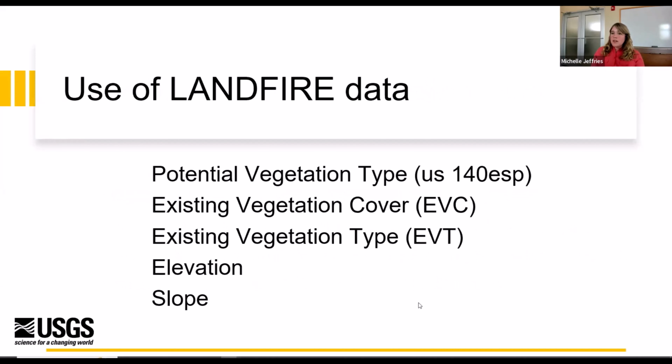And the information from LANDFIRE that we use are these ones. So we use the potential vegetation type, so ecological site potential, existing vegetation cover, existing vegetation type, elevation, and slope. Elevation and slope are 2 of the newer ones that we've brought in, but we've pretty much always used those top 3 since the beginning of this website. It was first released in 2020, but we started development in 2017, with the first real version in 2018.